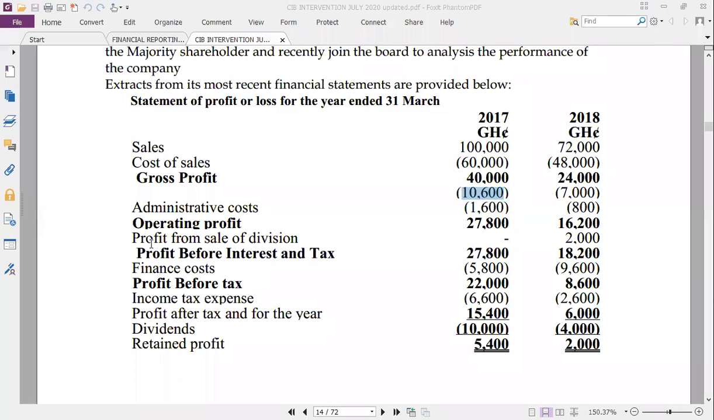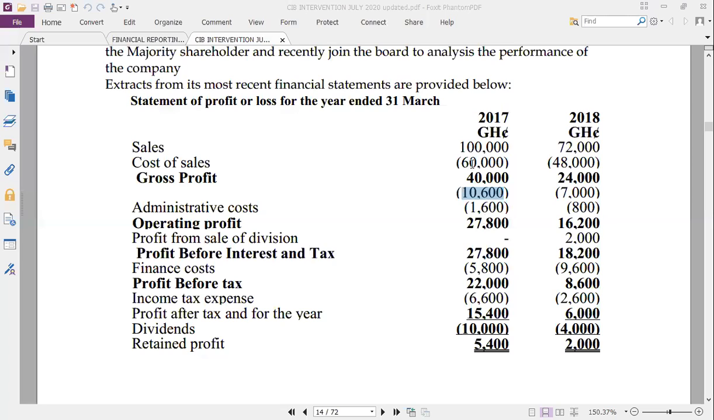From there, they go to operating profit, profit from sale of division. So in that order. So operating profit, then profit from sale of division. Then you take your calculator, down to profit after tax. Good. So you've got everything there. What's the common size in a profit and loss statement? Common size is the sales revenue. So pick each of the items, divide it by the sales revenue times 100. You are done. So I'll do the calculation for you.